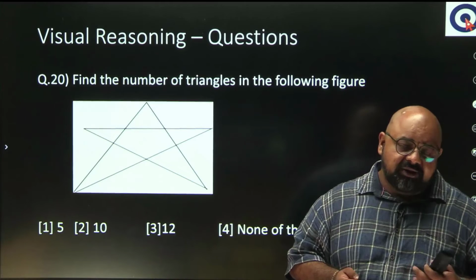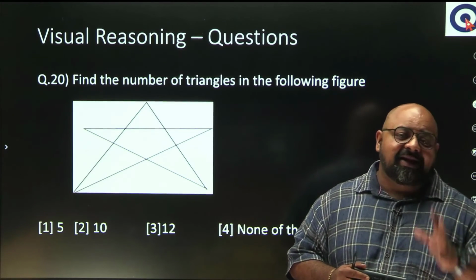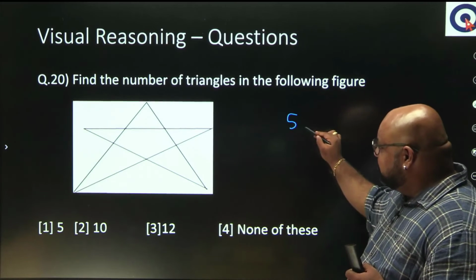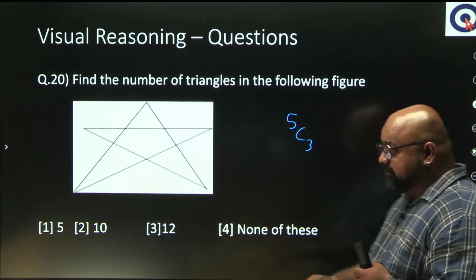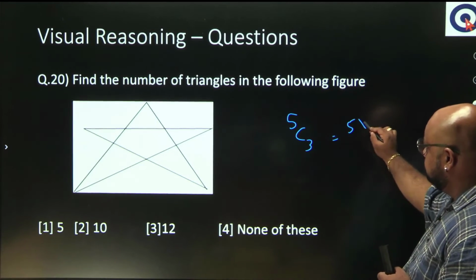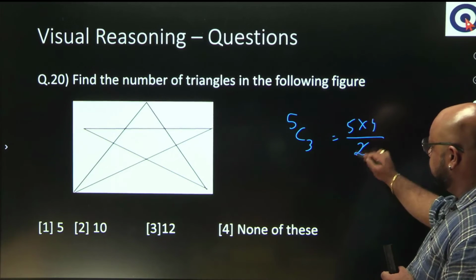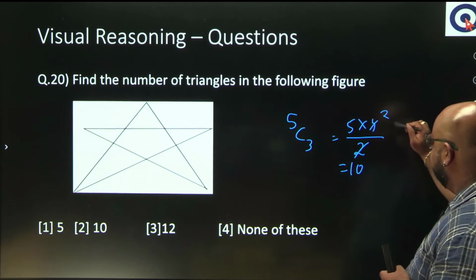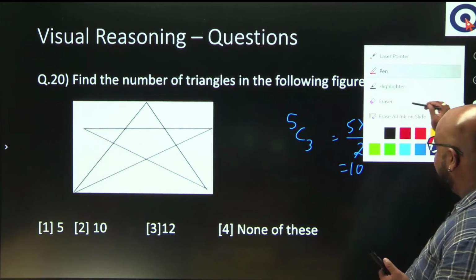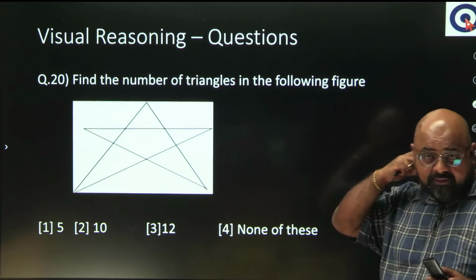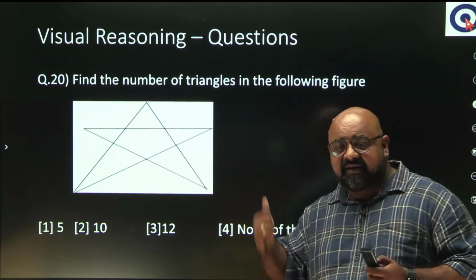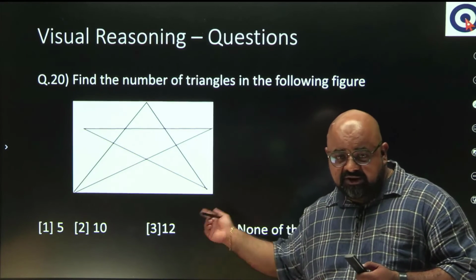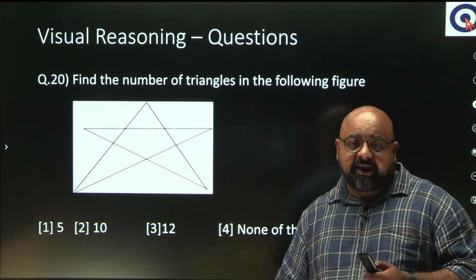So what I can also do in this case is, for a triangle I need 3 lines, and therefore I can say out of 5 lines, if I choose 3, permutation combination, I'll still get the answer as 10. I understand it will not work out every single time, but if it is a completely symmetrical figure, you can do something like this, right? For this question, the answer becomes 10.